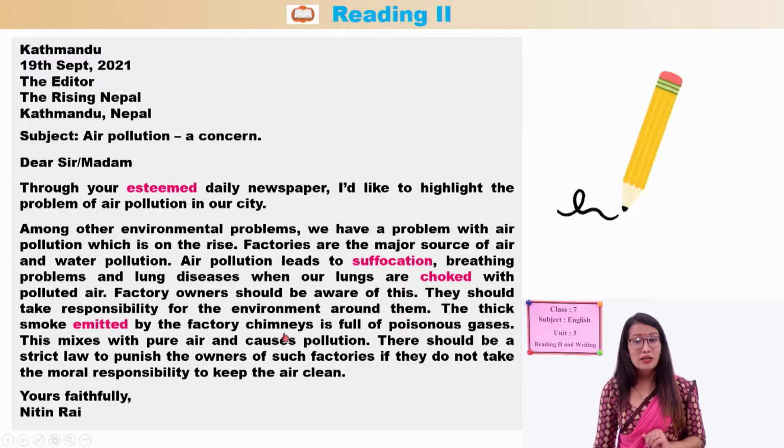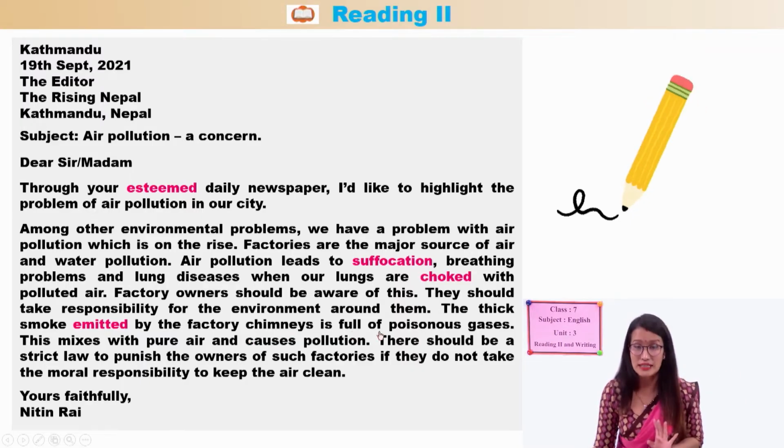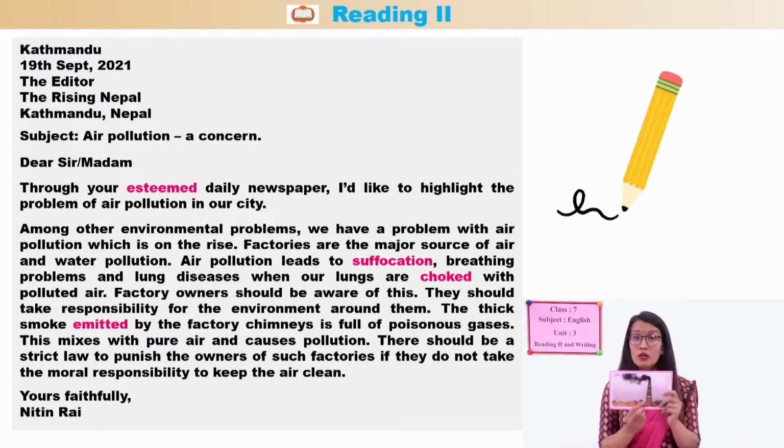So, the thick smoke emitted by the factory chimneys is full of poisonous gases. Look, this kind of smoke, when it comes out from the chimney, it is very poisonous.